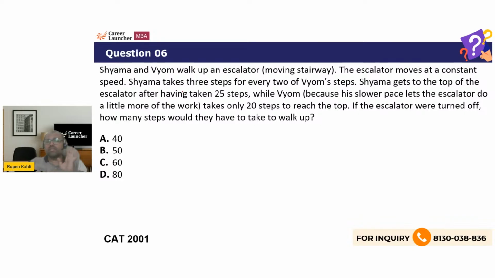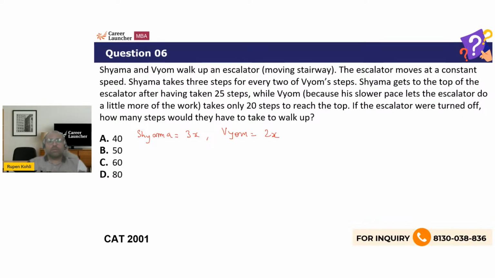Here I am getting the ratio of the speeds of 2 people, of their own walking speed, right. 3 steps for every 2 steps means simply the ratio of speed is 3:2. Remember, in an escalator question, the speed is not in meters per second or kilometers per hour, it is in steps per second, so here the distance is steps, right. So let's say 3:2 is the ratio, so therefore let's say Shyama's speed is 3x in terms of steps per second, and for Vyom it is, let's say, 2x, right.